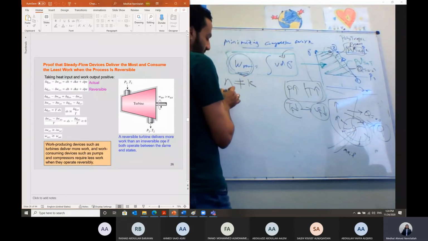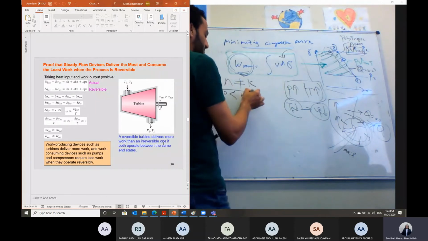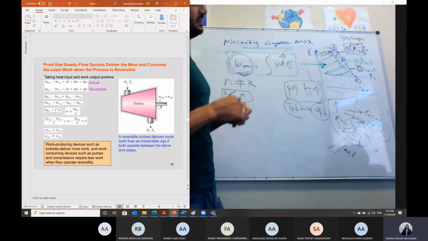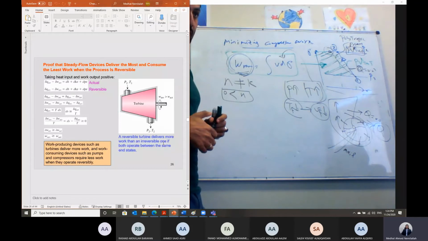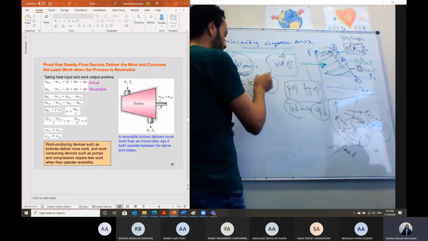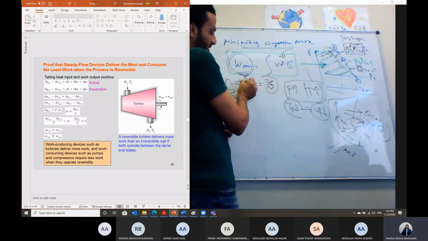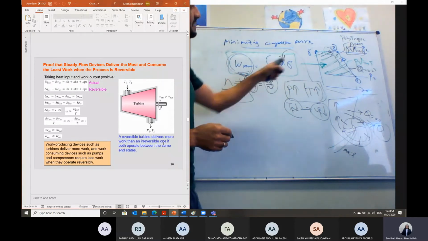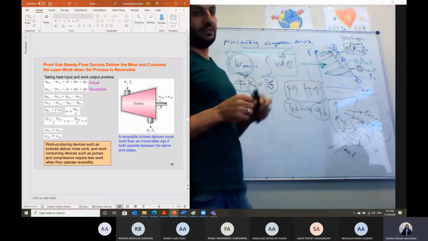It should be greater than 0, and it is greater than 1 for sure. It is around 1, but it is not equal to K. And K is equal to what? Cp over Cv. Because if N is equal to K, that means the process is isentropic and we don't have heat transfer.